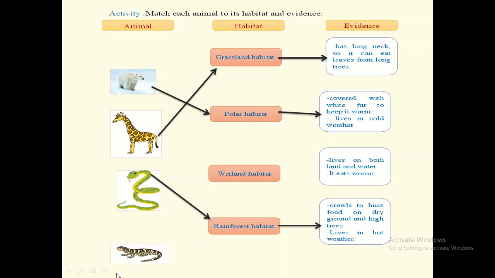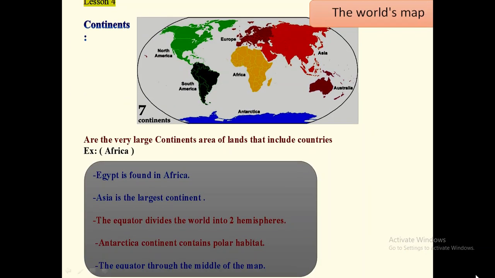Number 4, what is this? Very good. Excellent. It's a lizard. Lizard can live in wetland habitat, and the evidence, it lives on both land and water and eats worms. Very good. I'm very proud of you.